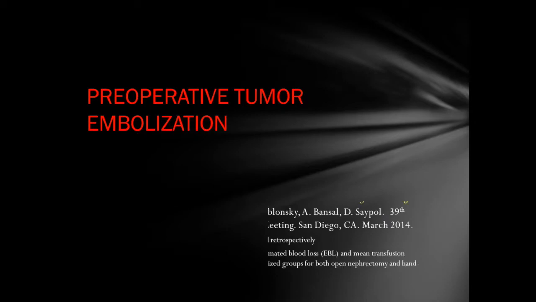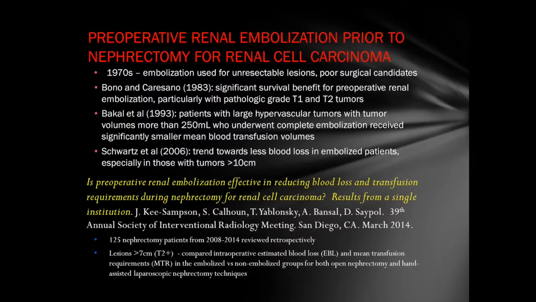So I thought we'd start off with preoperative tumor embolization. And again, the hallmark for this is really preoperative embolization of the kidney prior to a nephrectomy for large renal cell carcinomas. This was first really described in the 1970s, where embolization was used to treat unresectable renal cell carcinomas or patients who were poor surgical candidates.